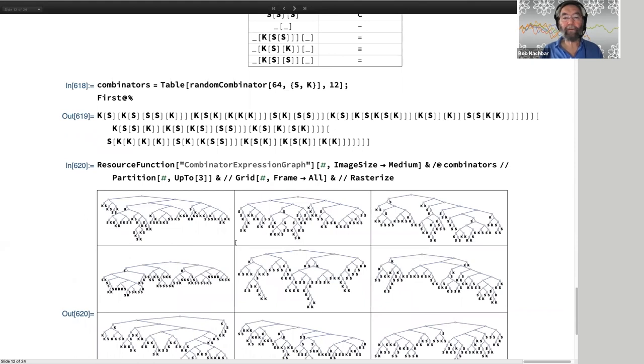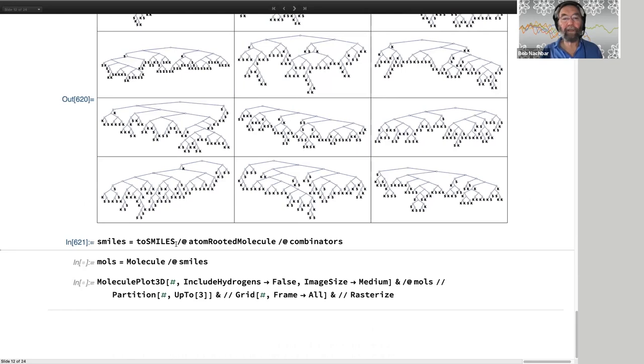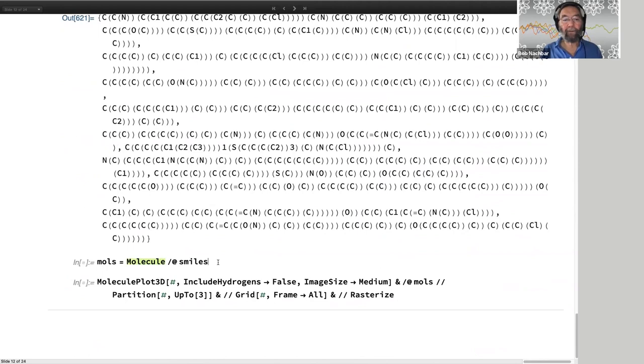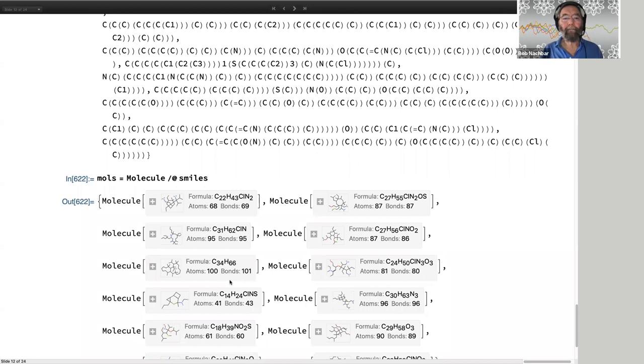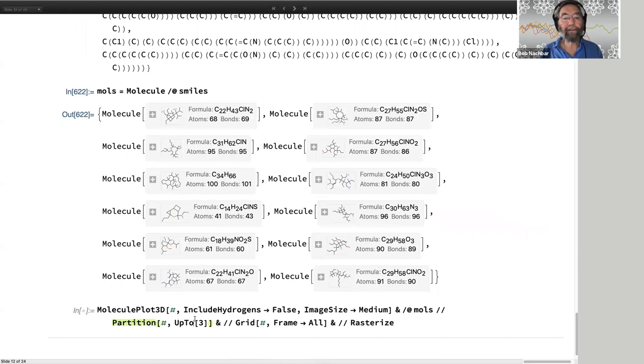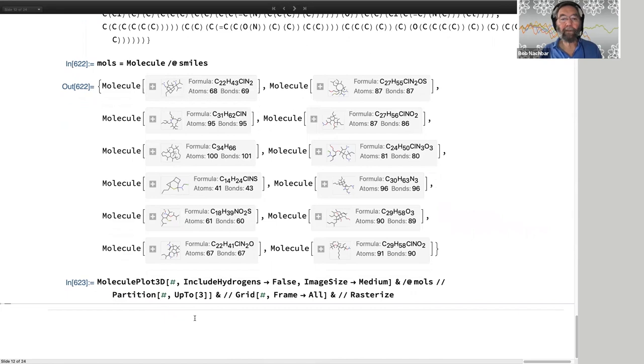We can convert them to atom-rooted molecules, and then to SMILES. And then we can convert those to molecules. And again, quite a variety, including rings and multiple bonds. And plot them in 3D, a little bit easier to see what they are.